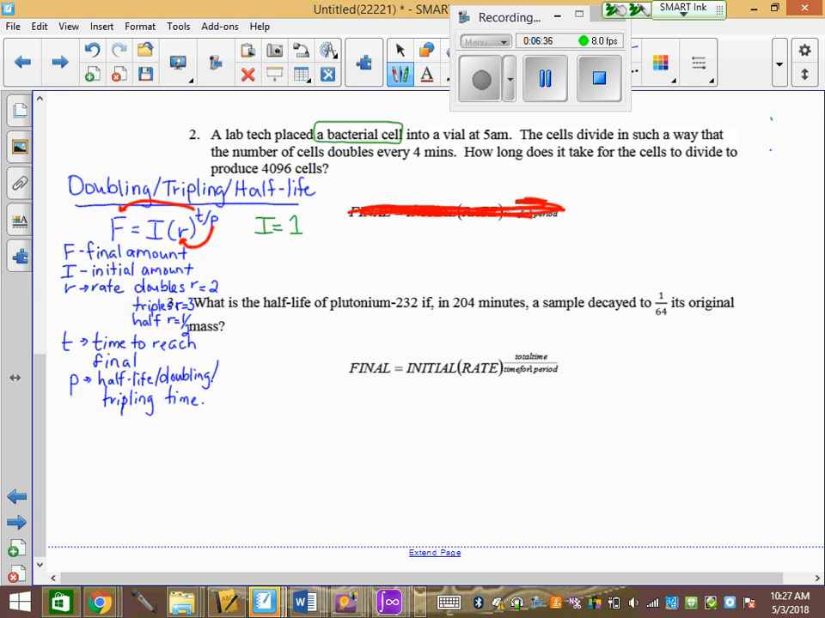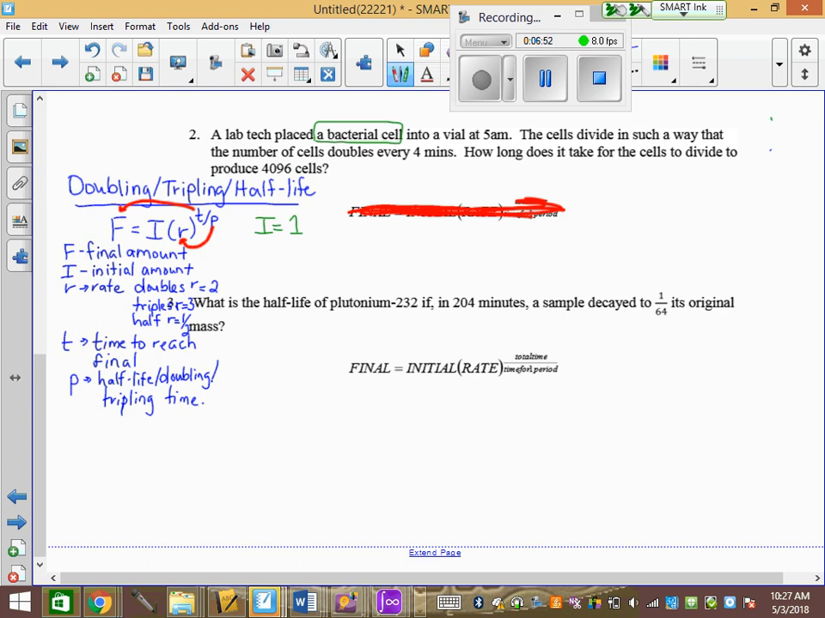Into a vial at 5 a.m. Just because it says into a vial at 5 a.m. doesn't mean you need to use the 5 somewhere in the question. It's just that's when it started. So if they asked you how long it took in time, you could add it to 5 a.m., let's say. They're not going to, but.